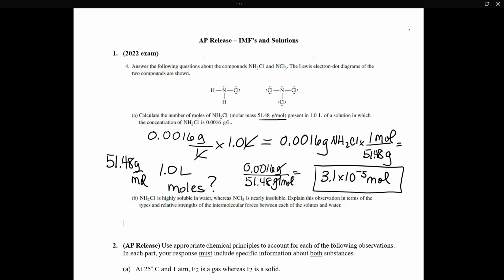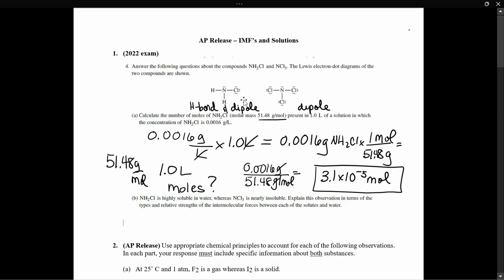All right, the next part of the question looks at solubility. So we're seeing NH2Cl is really soluble in water, whereas this one is nearly insoluble. And we want to explain this observation in terms of the intermolecular forces between each of the solutes in water. And so if I look at these substances by themselves, I can see that, oh, look, NH2Cl has some hydrogens that are capable of hydrogen bonding. And they're both polar, so they both have dipole-dipole forces, and they both have dispersion forces as well. So if I was just looking at the molecule on its own, I'd say this molecule can hydrogen bond, but this molecule can't. But what's really important here is we're not talking about a substance alone. We're talking about this substance mixed with water. So that's going to change some things here.